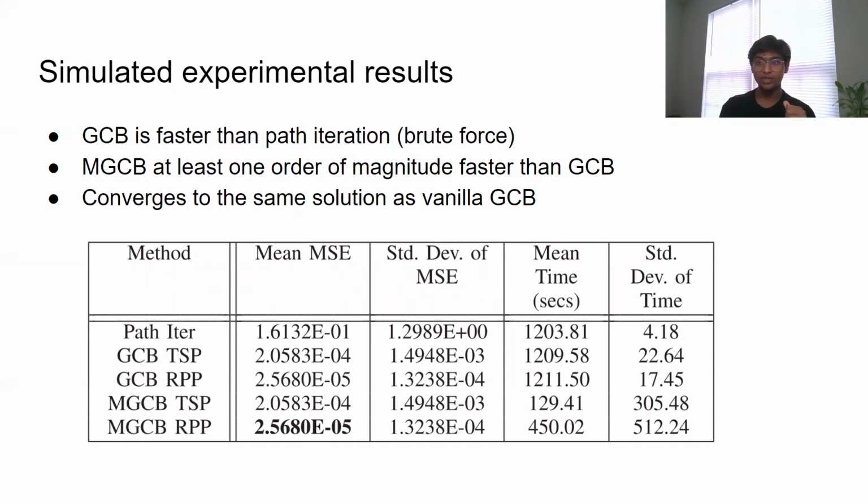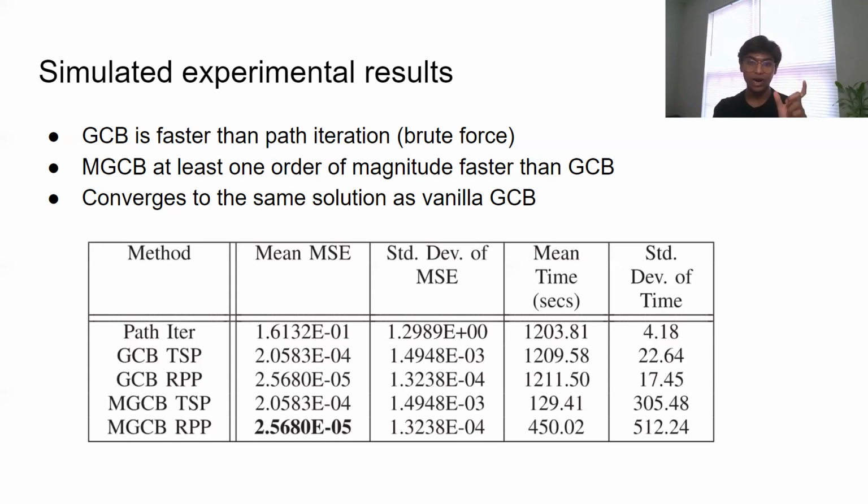The vanilla GCB algorithm also took the whole 20 minutes to run on each graph, but its solution quality was far better than the path iteration algorithm. Furthermore, our variant of the GCB algorithm, which we call MGCB, converged to the same solution as the vanilla GCB algorithm, but at a fraction of the time.